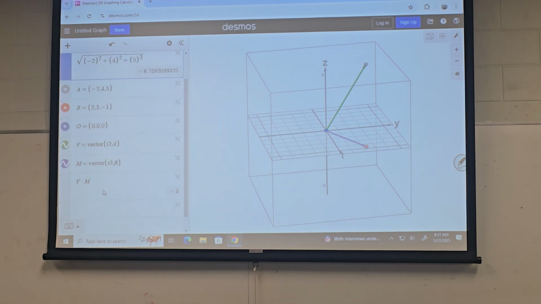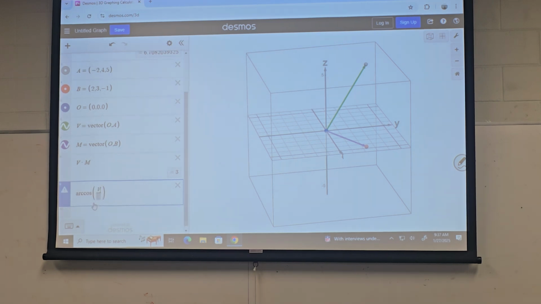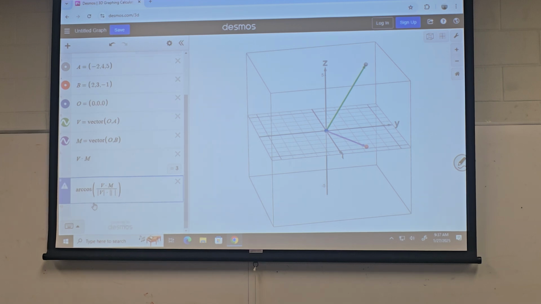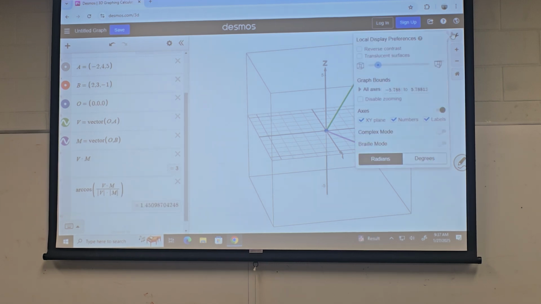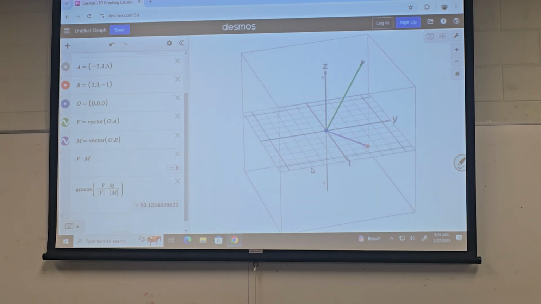Okay. So to get the angle between the two vectors, we can do arc cosine of V dot M divided by the magnitude of V times the magnitude of M. But we probably want this in degrees. Oh, look at here. So yes, you can do it in this place. Okay. Yeah, I was trying, I couldn't figure out how to do it last night.